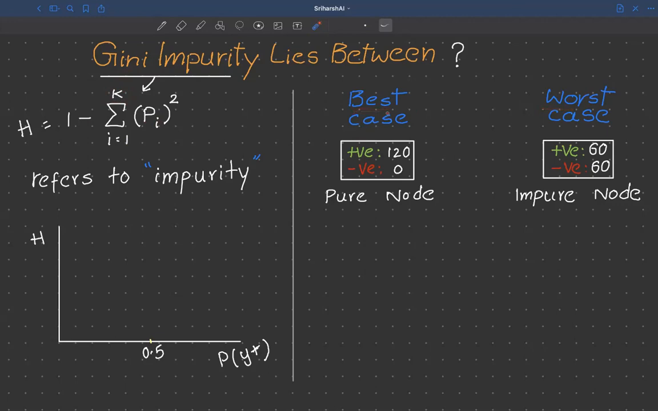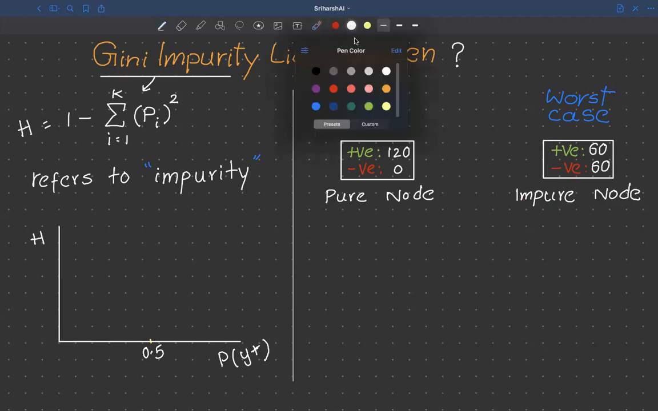Under the best case scenario, I'm considering a pure node. Again, what is a pure node? Whenever all the samples in a node belong to the same class, we call that a pure node. Whenever all the samples in the node are equally distributed among the two classes, we call that an impure node. So now let's try to compute the Gini impurity for both the best case and worst case scenarios. First, let's compute the Gini impurity for the best case scenario.